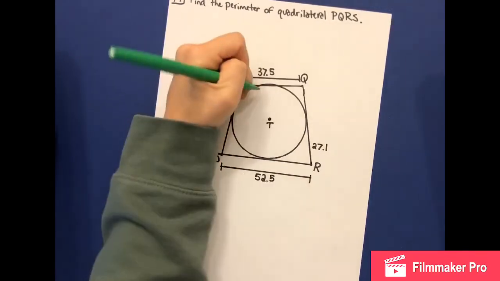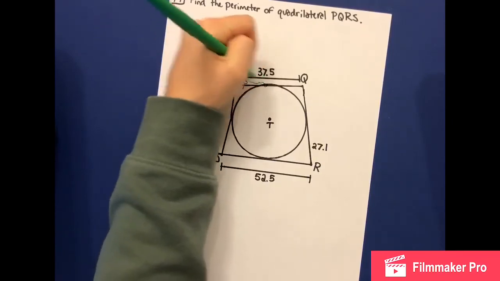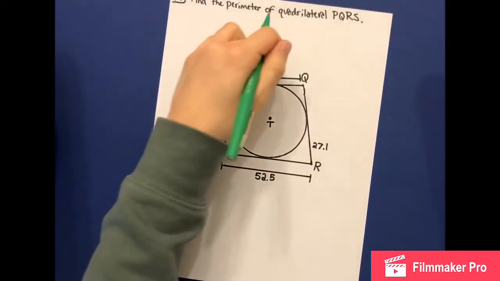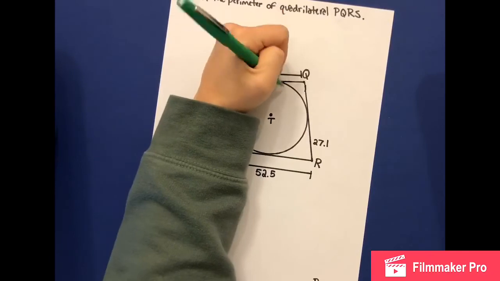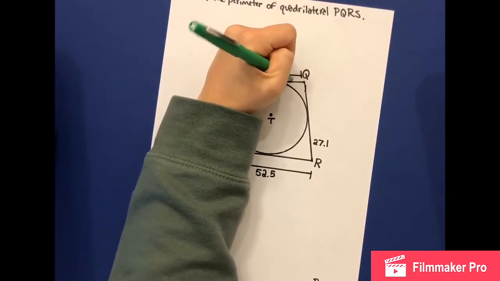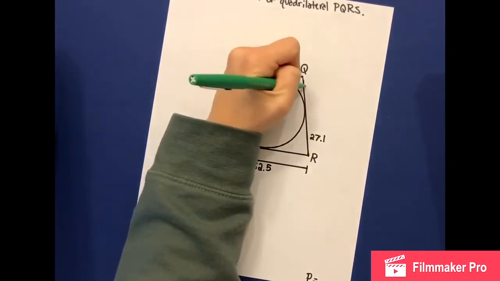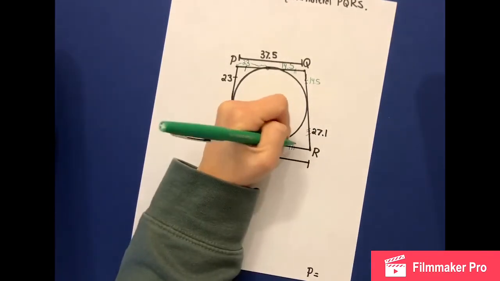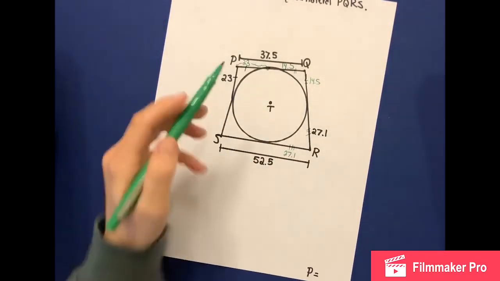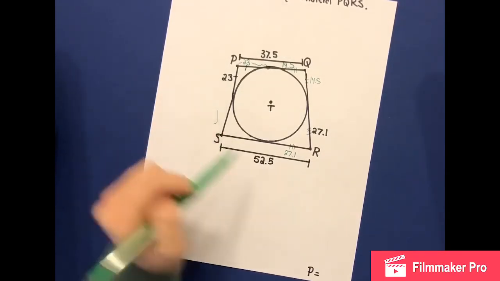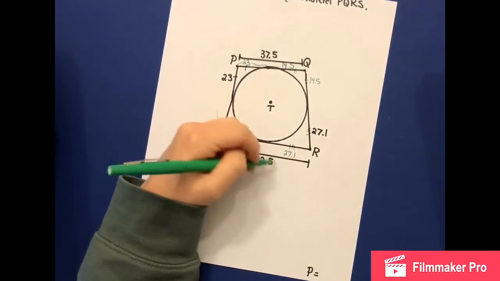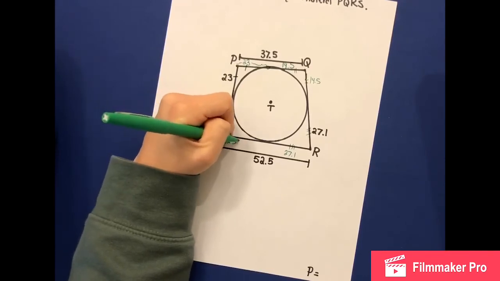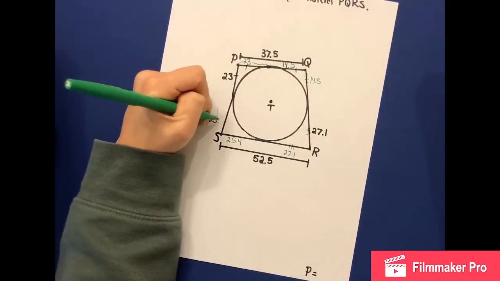Okay? Now, what I know is that this part is 23. The whole part is 37.5. And we don't know this part. We've learned that we can subtract the 2 to get the missing little part, which is going to be 14.5. If this is 14.5, this is also 14.5. If this is 27.1, this is also 27.1. We can do the same over here. I don't have a full length here, but I do over here. If this is 52.5 and this is 27.1, I'm going to subtract them to get 25.4. This is going to be 25.4.